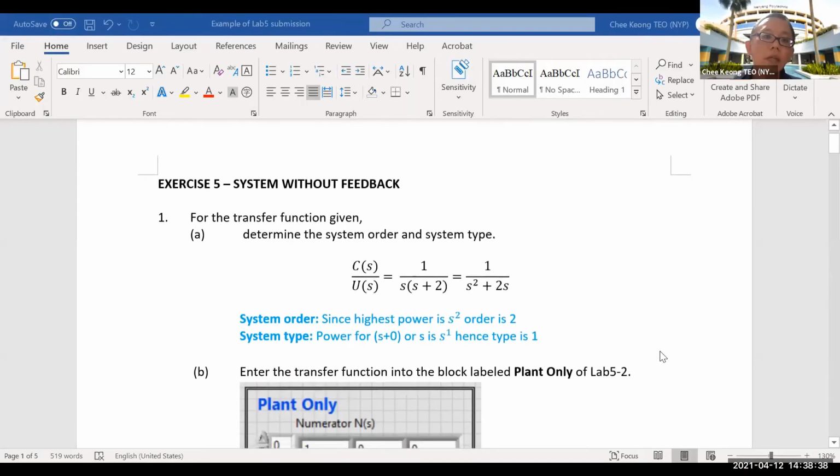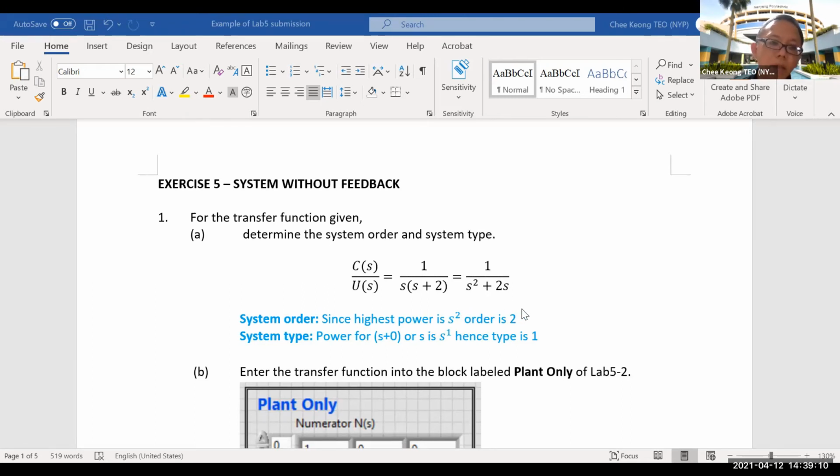It's here. Okay, so basically you can see here, this is an example for exercise 5 and 6. If you can recall, the expression is 1 over s plus 2, right? So if you multiply the s in, you will get s squared plus 2s. Now the first question is asking you to determine the order and the type. So how do you know the order? As we have already mentioned, the order is always looking at the denominator and checking the highest power. Now, for this case, the highest power is 2, so therefore the order is second order, right?